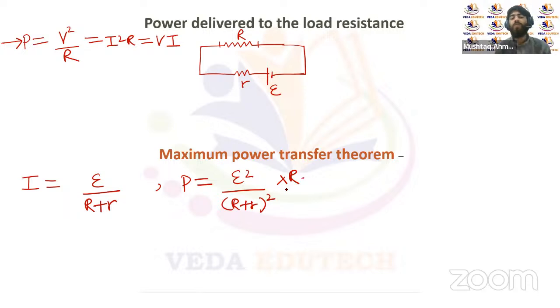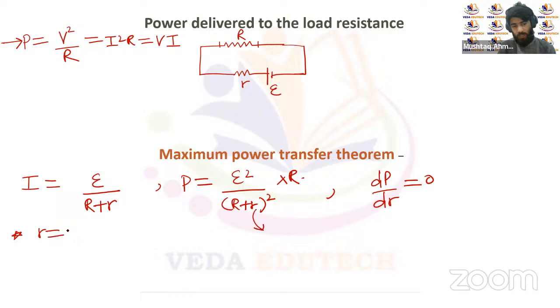Now we want to maximize this power. For different batteries, the internal resistance is different. It means that the power delivered to the external resistor will also depend upon the internal resistance of the battery. To maximize this power, the first derivative of P with respect to R should be equal to 0. Then the power delivered to this system will be maximum. Just take the derivative of this equation, dP over dR, and put that equal to 0.